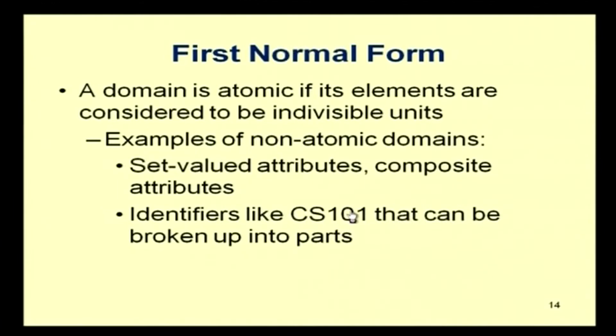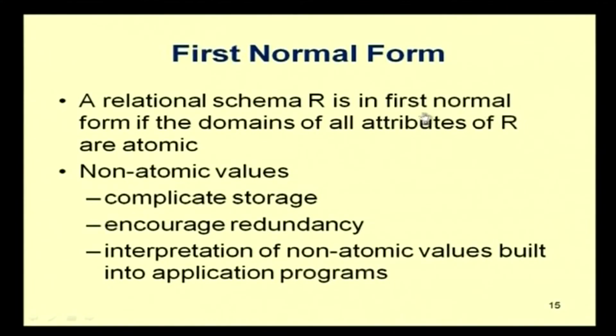It is not that they have to be separated by blanks and all that; it depends on what the meaning says. If your database is going to consider these two as separate, then it becomes a non-atomic domain. A relational schema R is in first normal form if the domains of all attributes of R are atomic. As I already told you, non-atomic values complicate storage, encourage redundancy, and the interpretation of non-atomic values has to be built into the application programs. So, these are the reasons why the first normal form tells you to avoid these things. We want only atomic values.